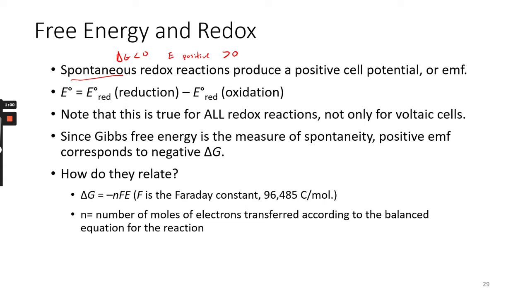Since Gibbs free energy is a measure of spontaneity, or thermodynamically favored, positive EMF corresponds to a negative delta G. So a positive E corresponds to a negative delta G. So how are they related? They are related by delta G is equal to negative nFE, where F is Faraday's constant, which is really just the charge of 1 mole of electrons. And n is the number of electrons transferred according to your balanced equation for the reaction. So you see why when delta G is negative, that means E must have been positive.